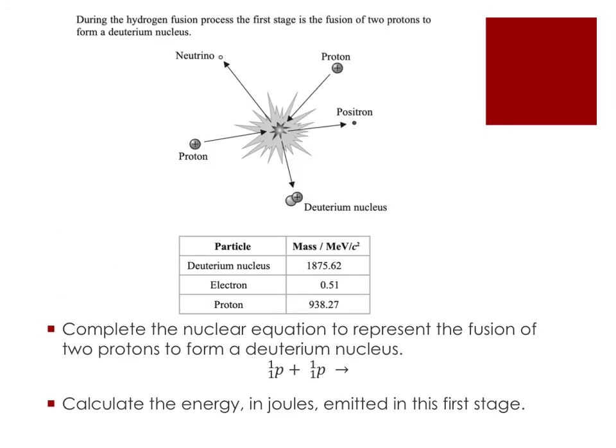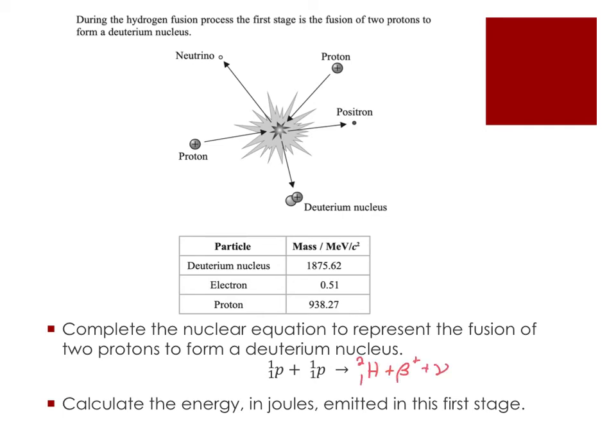Okay, so in this question, I have a diagram helping us out here. It's telling us about the first stage of fusion between 2 protons to make a deuterium nucleus. Take a look at the arrows and make sure you're familiar with what the products are and what the reactants are. So the first part of the question says, complete the nuclear equation to represent the fusion of the 2 protons to form a deuterium nucleus. So it has here that the 2 protons are coming together, and if you look at the arrow, it says we're going to give off the deuterium nucleus and a positron and a neutrino.